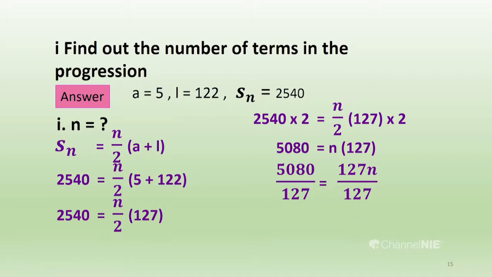So how do we find n? By dividing both sides by 127, we get n. n equals 40. Then we got the number of terms in the progression. The number of terms in the progression is equal to 40. Okay, let's do another example.